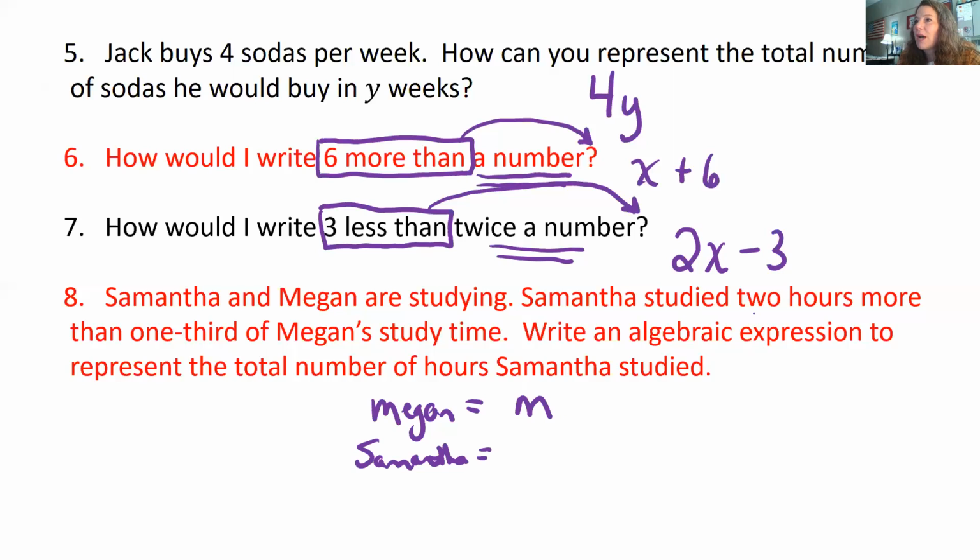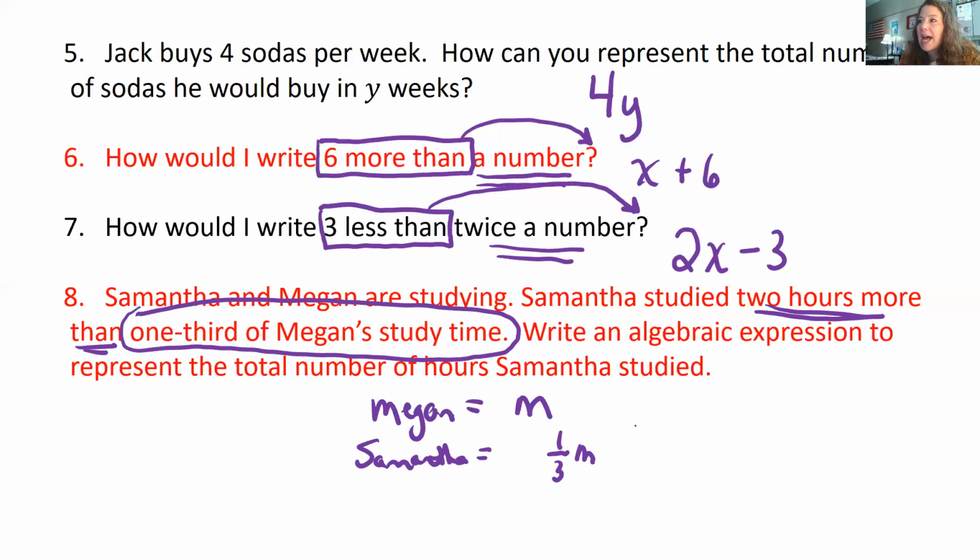So she studied 2 hours more than, and more than is one of those where you take the 2 and you move it to the end of something. Well, the end of what? 1/3 of Megan's study time. 1/3 of, what does that mean? Of in math means to multiply. So we're going to take Megan's time and find 1/3 of it. 1/3 of Megan's time. That's what that looks like. And then 2 hours more than that. 2 more than 1/3 of Megan's study time. And that's exactly what that looks like. Okay.